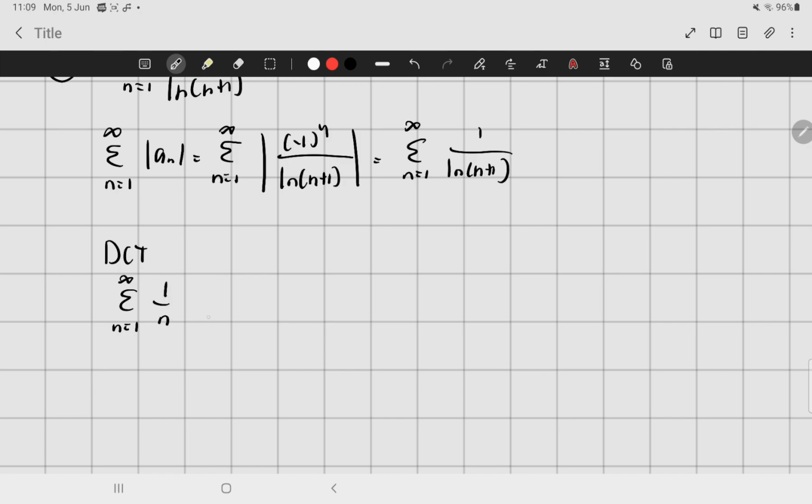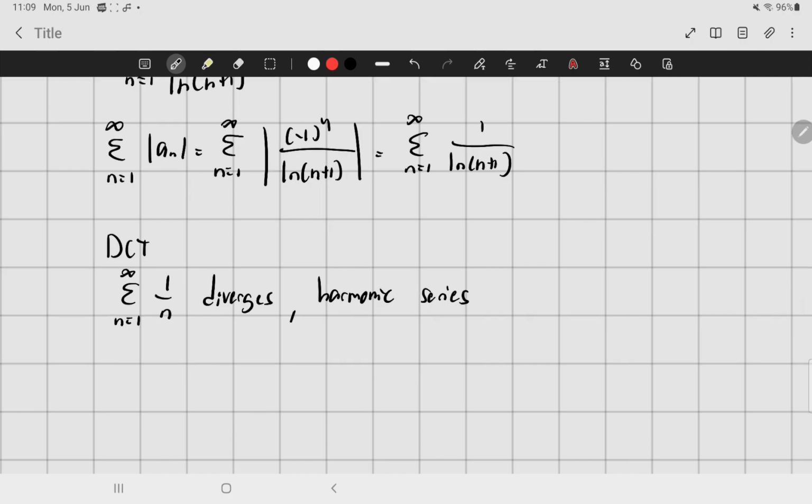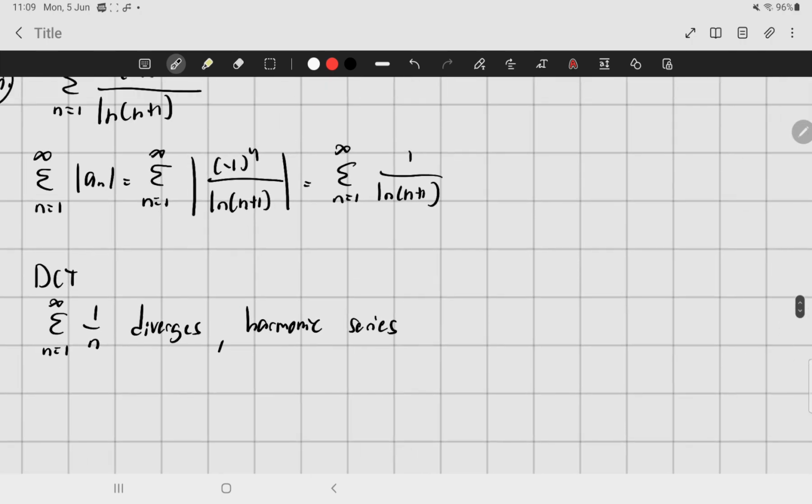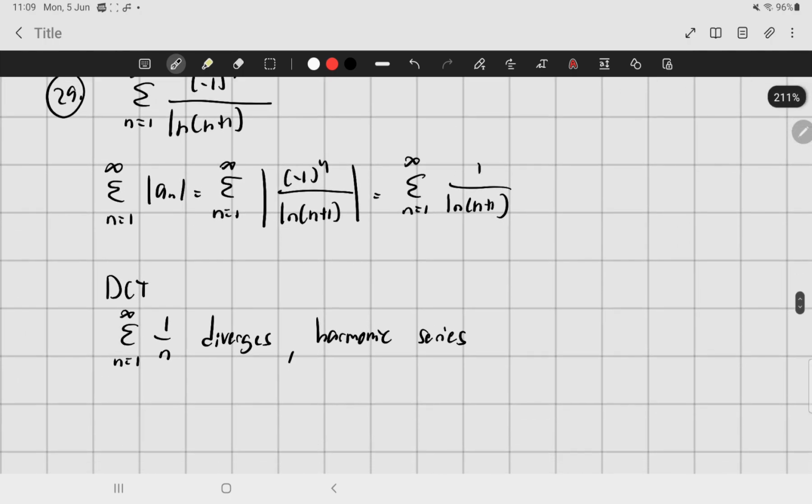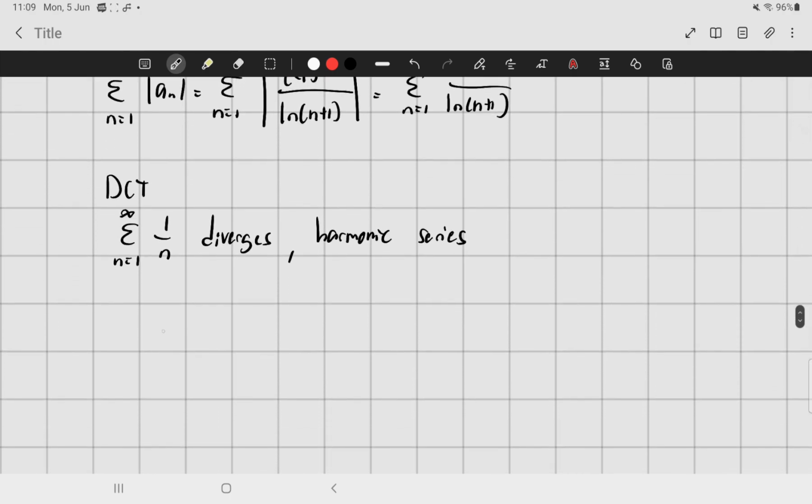And this series diverges because it's a harmonic series. Harmonic series diverges. And now I would like to build the inequality firsthand. So let's build that first and then we can make our conclusion.